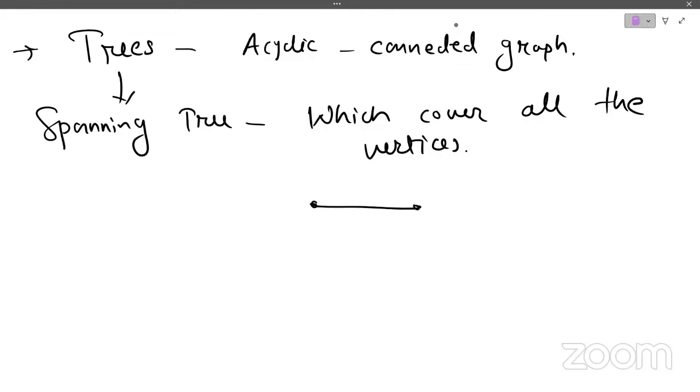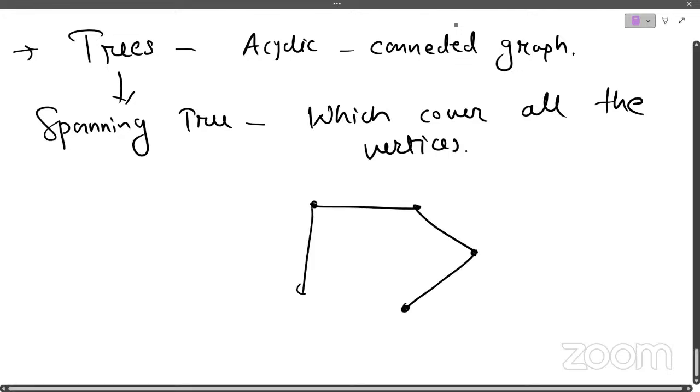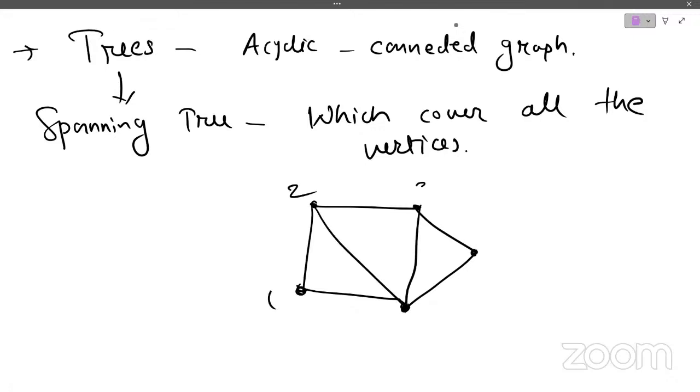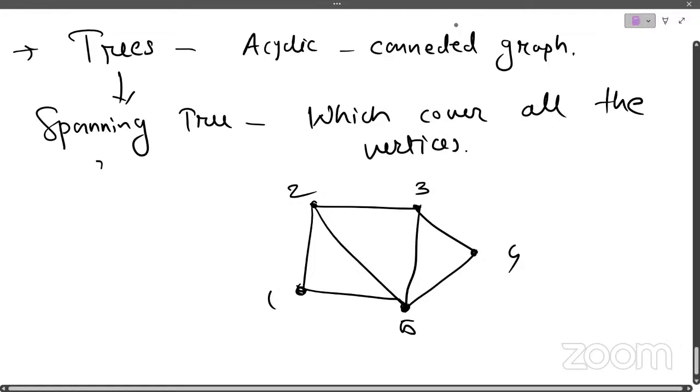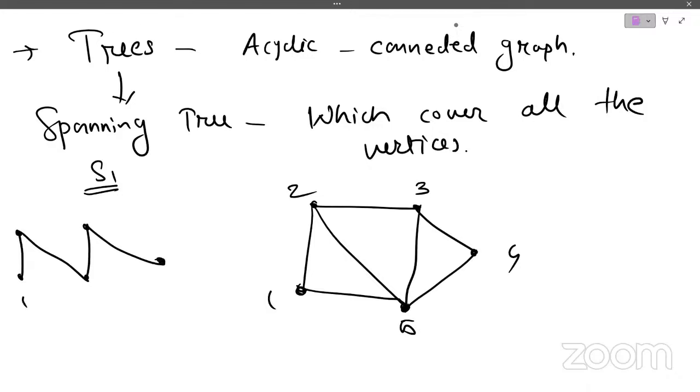For example, if you have this type of graph, we have vertices 1, 2, 3, 4, 5, then you can say this is one spanning tree which moves from 1 to 2 to 5 to 3 to 4. This is a spanning tree because it is a tree, since it is connected and acyclic. So it is a tree and it is covering all the vertices. That's why it is a spanning tree. The other spanning tree could be this one, 1 to 2 to 3 to 4 to 5.